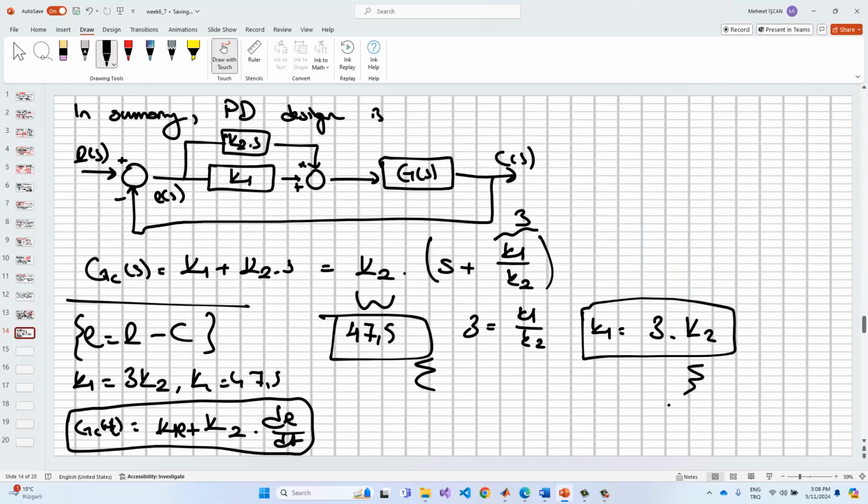Okay, in the next lesson we will talk about the PI and PD comparison, and after that we connect the PD and PI in order to build the PID controller. Okay.